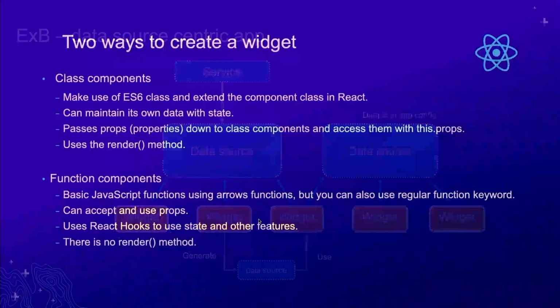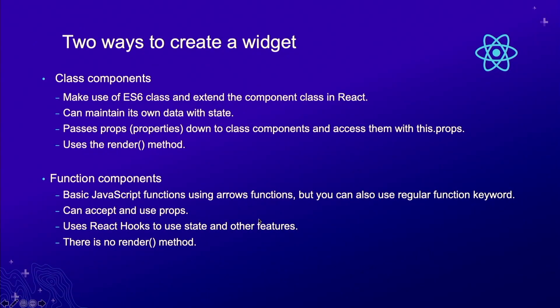And basically, there are two ways to create a widget. The first is class components. It makes use of ES6 and extends the component class in React. In our example, we'll extend the widget class. It can maintain its own data and state. You can pass props down to other class components and access them with this.props. Class components will always use the render method in React.